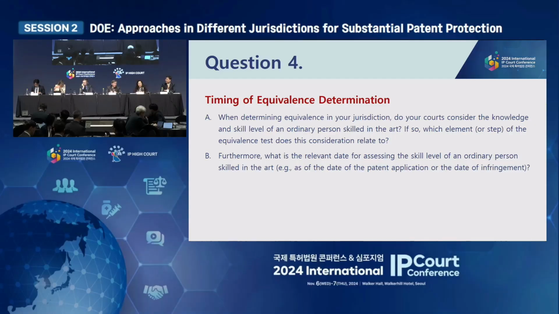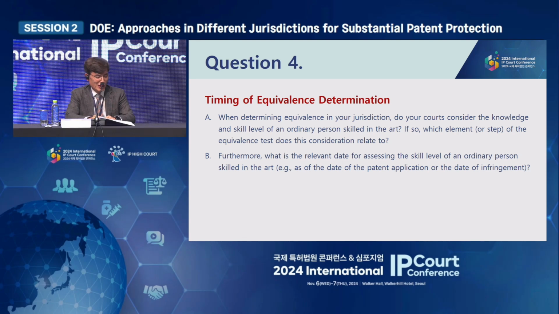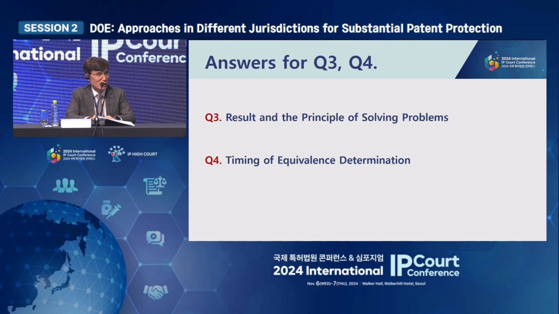So, when assessing equivalence, how do your courts consider prior art? Do they, in practice, differentiate between prior art? I mean, in the equivalence test in your jurisdiction, what is the sequence like? What is the sequence between assessing whether the effect is identical and assessing whether the problem-solving mechanism is identical? And also, do your courts consider the knowledge and skill level of a fusita? If so, which requirement of the equivalence test is related to the fusita? And what is considered the relevant date of assessing such aspect?